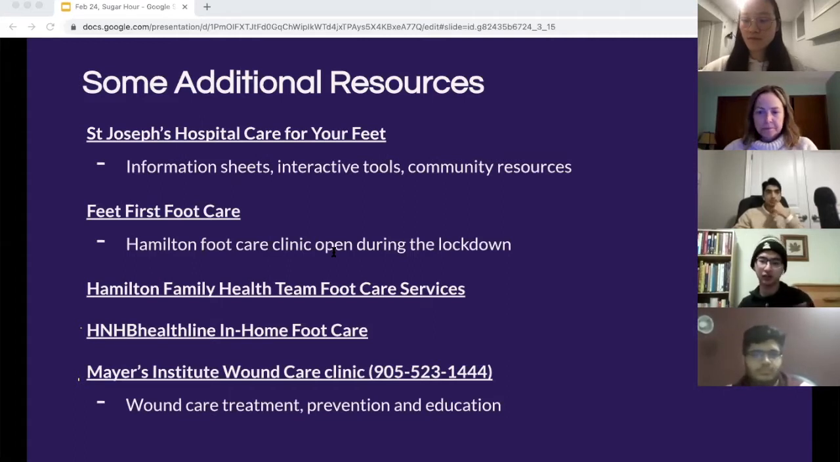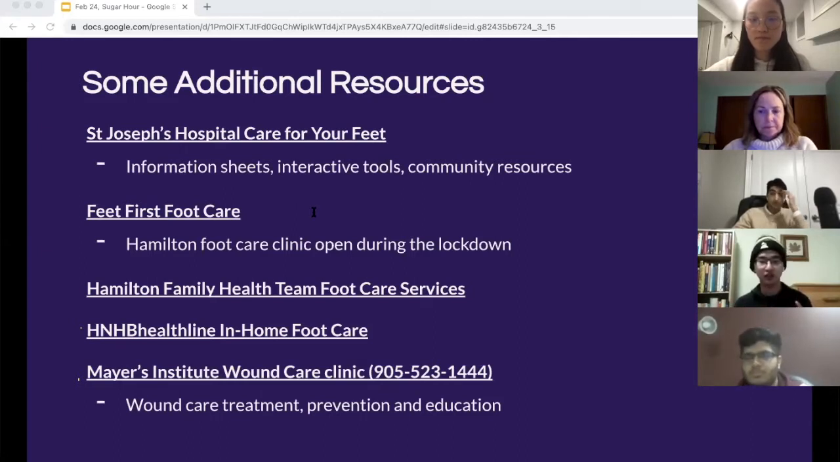Likewise, the Hamilton Family Health Team Foot Care Services and HNHB Healthline in-home foot care are good databases that provide a list of foot care services for diabetes, both in clinic and in home, if you aren't able to leave your house. And lastly, I wanted to point out the Mayor's Institute Wound Care Clinic, also in Hamilton. We've attached the phone number there, and they specialize in wound care treatment, especially diabetes, prevention, as well as education.